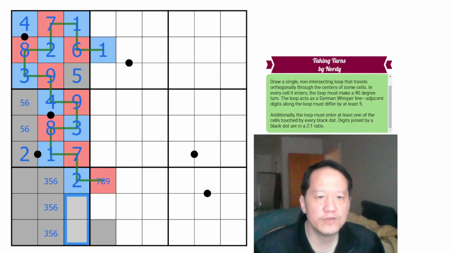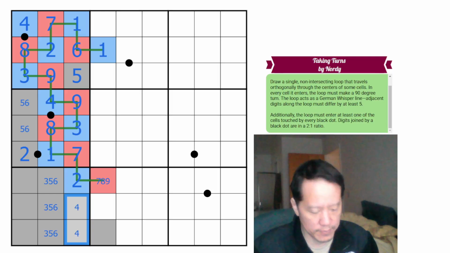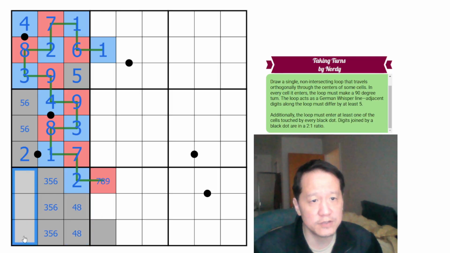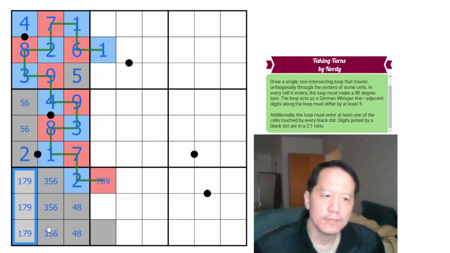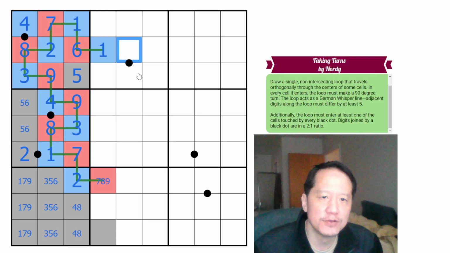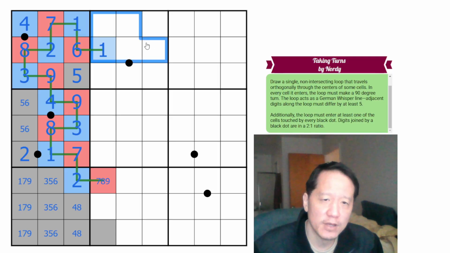The rest of these are 4 and 8. And the rest of these are 1, 7, and 9. Can this ever be on the loop? It could go 90 degrees, 90 degrees, 90 degrees, 90 degrees. So yes, that could be on the loop. And if it were, this would be a high number on the loop. But it could also go this way.